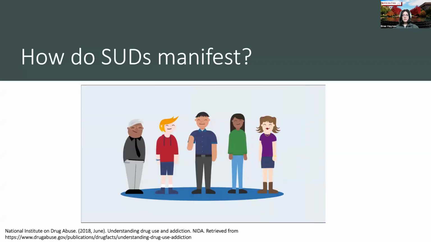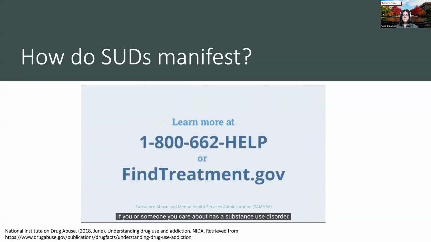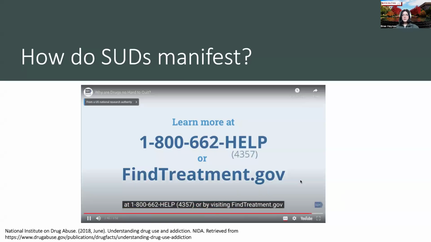If you or someone you care about has a substance use disorder, you can learn more about getting help by calling the National Helpline at 1-800-662-HELP or by visiting findtreatment.gov.